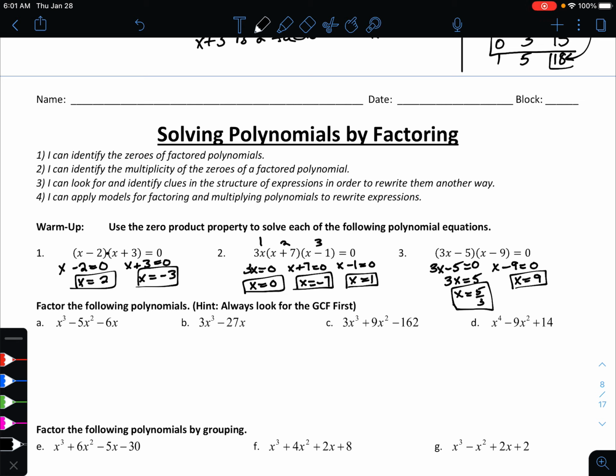Okay. So before we get to solving, we're just going to focus primarily on the factoring, because really then to solve, it's just a matter of using zero product property, and we'll see some examples of that as well. All right, so in these next few examples, we're going to look to factor. As a hint, we are always going to make sure to look for a GCF first.